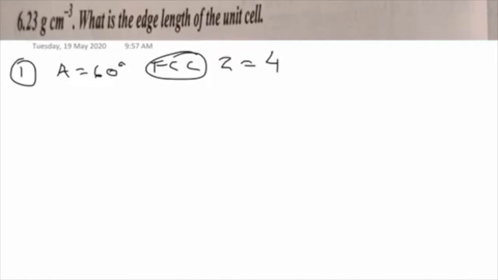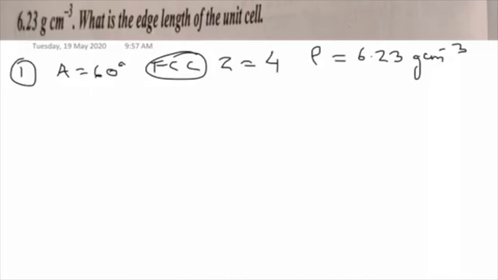So the second value is also given to you. It has a face centered cubic structure and has a density of, so I'll write density also. The density is given as 6.23 gram per centimeter cube. This is the density which is given. And the question is now asking you, what is the edge length of the unit cell? Again I am repeating, what is the edge length of the unit cell?